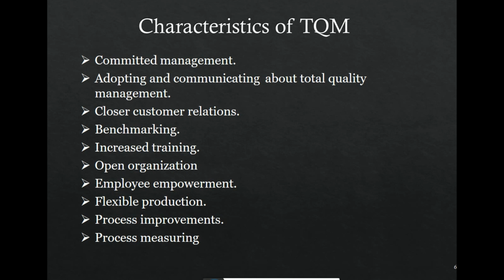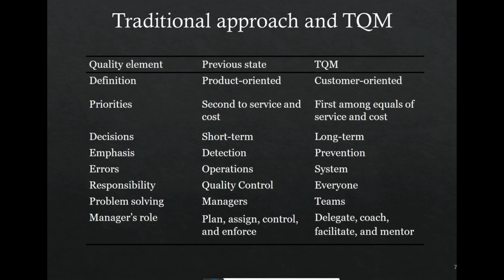The traditional approach: what traditional approach were we using instead of total quality management? Today organizations are using total quality management, but what was being done in the traditional approach? Let's define it. The definition of quality was product oriented in the previous state, but now it is customer oriented in total quality management. What's the difference between these?